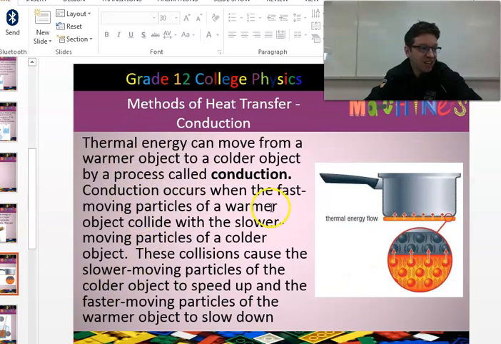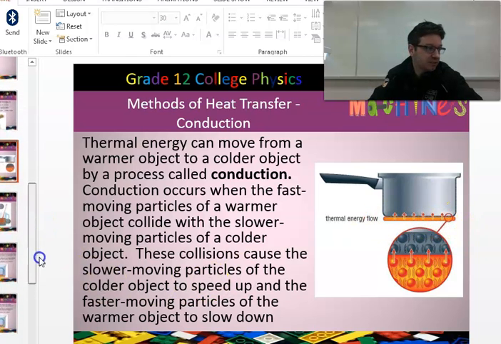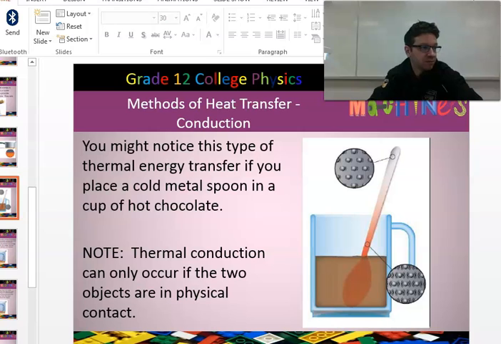Okay, so conduction is when you actually have 2 surfaces in contact. So those particles will actually be smashing into each other, transferring that thermal energy. That's conduction. And so in this case, in my picture, you have a pot in contact with this element.